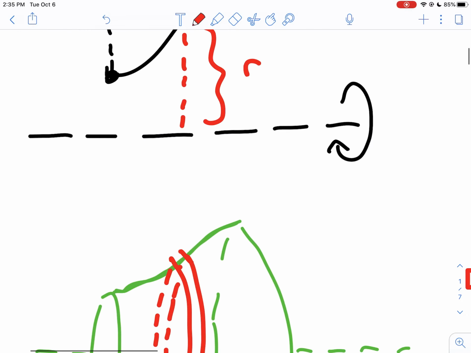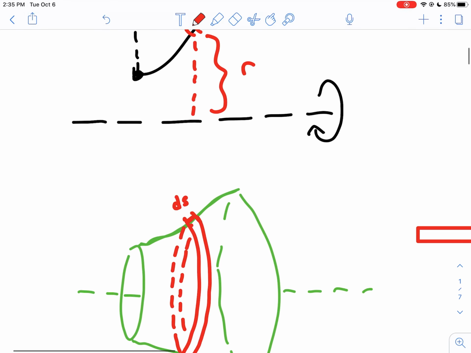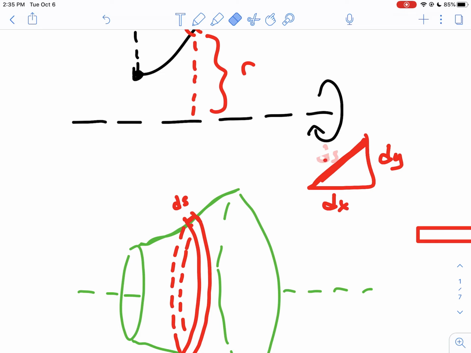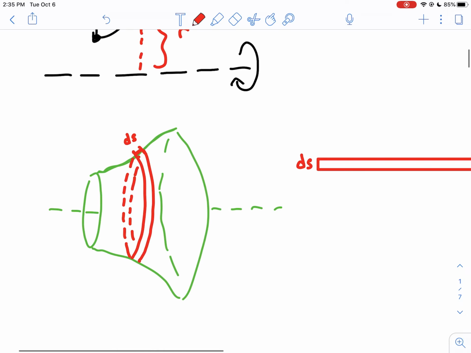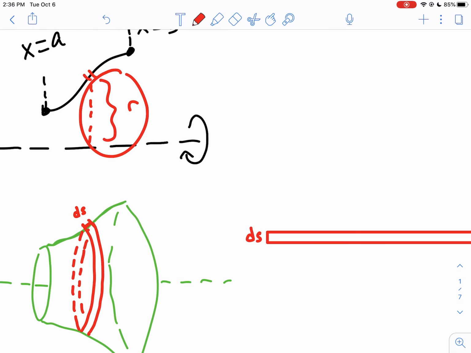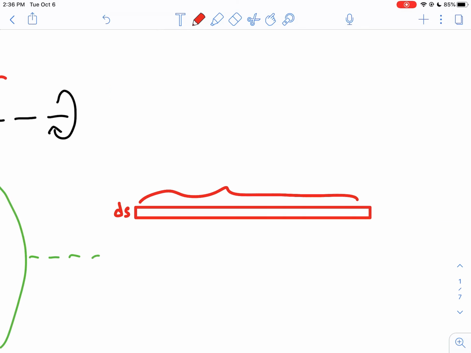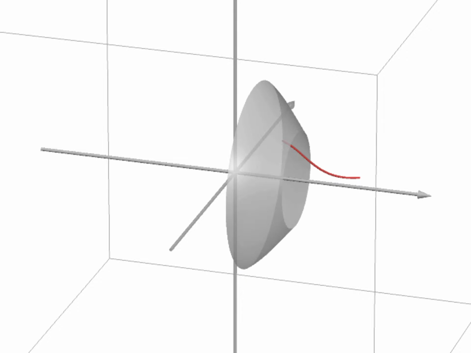Well, the diagonal length is the differential ds. So back when we did arc length, if you recall, we had dx, dy, and we had this diagonal ds. The ds is really how wide this ribbon is. And then the other dimension is going to be the circumference of this circle. And since the radius of the circular ribbon is r, then the circumference is going to be 2 pi times r. So then the total surface area would be putting all these little circular ribbons together to get the surface area of the entire surface.